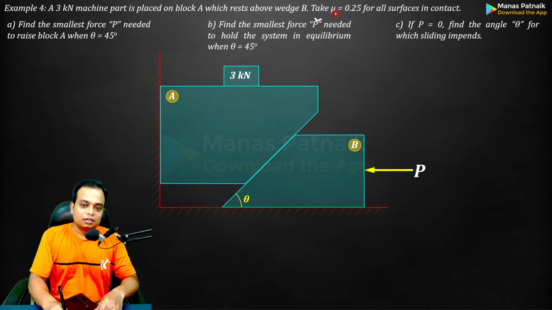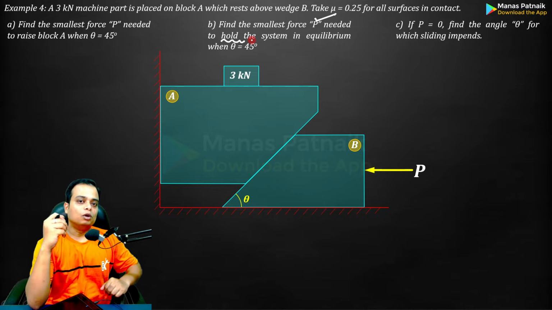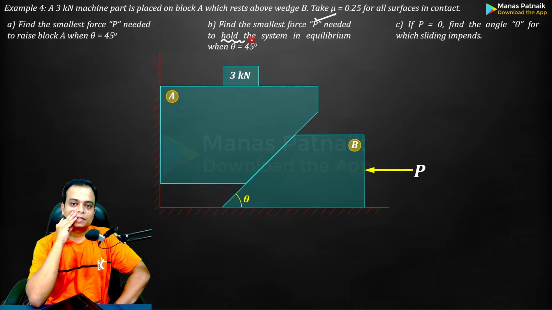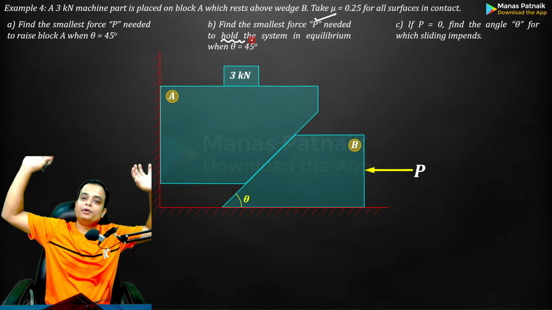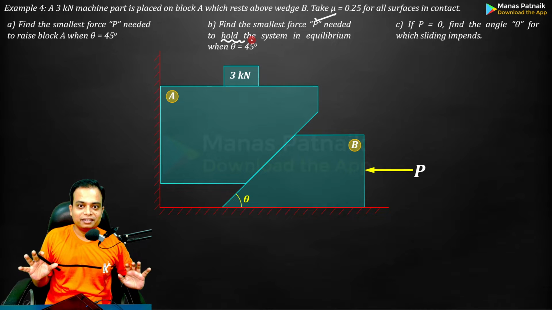Secondly, you have been asked the smallest force P needed to hold the system. When do you have to hold anybody? Let's say you are lifting someone. That means what are you doing? You are trying to balance yourself by holding their body weight upon you, isn't it? Isn't this right?